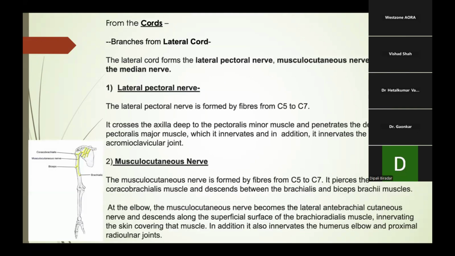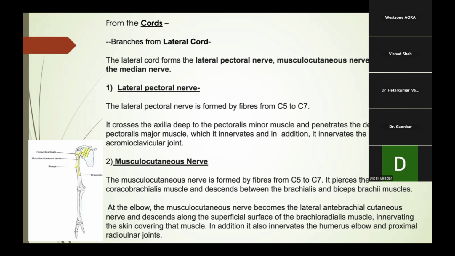So we'll discuss all the branches originating from the cords. Branches from the lateral cord, which is the lateral pectoral nerve. The lateral pectoral nerve is formed by the fibers of C5 to C7. It crosses the axilla deep to the pectoralis minor muscle and penetrates the deep surface of the pectoralis major muscle, which it innervates, and in addition, it innervates the acromioclavicular joint.